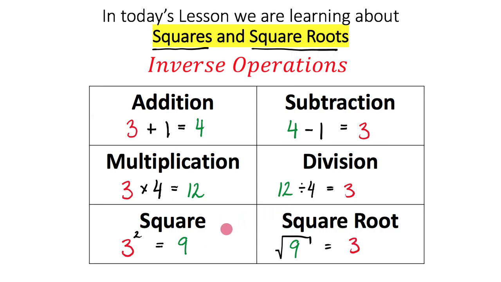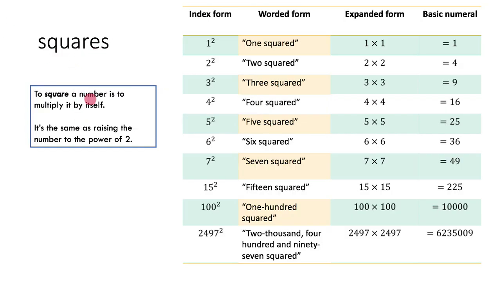Now we're really going to delve into what squaring and square rooting is all about. Let's begin with what squaring is. Squares. To square a number is to multiply it by itself. It's the same as raising the number to the power of 2. Let's look at this one. This is 4 raised to the power of 2. In worded form, as soon as I see this, I think that's 4 squared, which is 4 times 4, which equals 16. Let's look at this one. This is 7 raised to the power of 2, and we would say this is 7 squared. So 7 times 7 is 49. This is what squaring is all about.